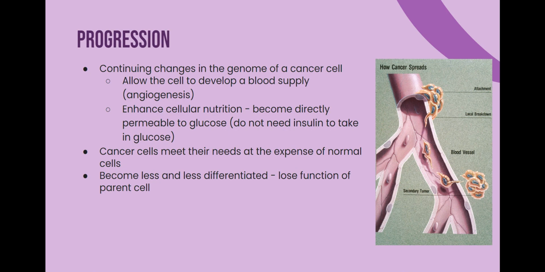Cancer cells meet their needs at the expense of normal cells. They will starve out normal cells to meet their own needs, and they become less and less differentiated. They lose the function of the parent cell. So they will still look like a normal cell in some ways. That's how we will determine where the cancer originally came from. But it won't have any function. It doesn't contribute anything to the body. All it does is take.